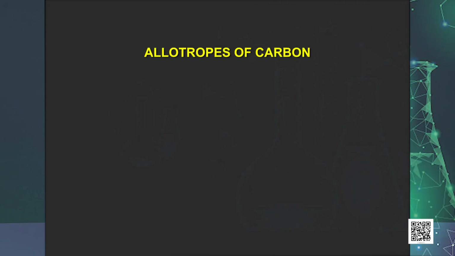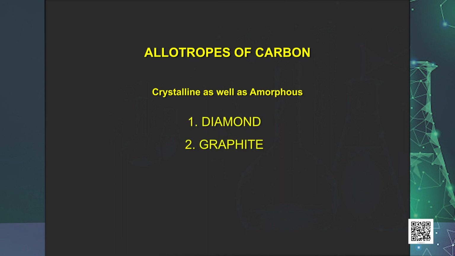Due to the property of catenation and p-pi bond formation, carbon is able to show allotropic forms. Due to the unique properties of carbon, it exhibits many allotropic forms, both crystalline as well as amorphous. Diamond and graphite are two well-known crystalline forms of carbon.